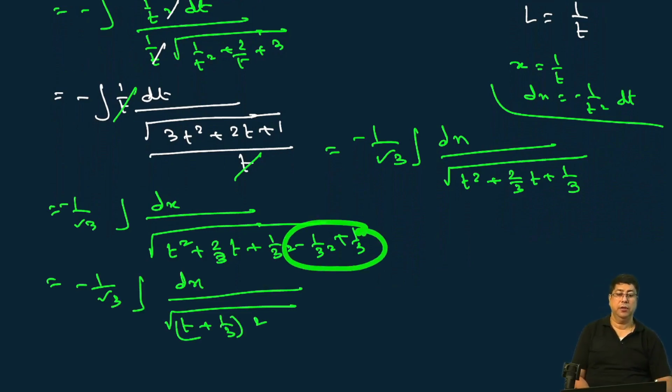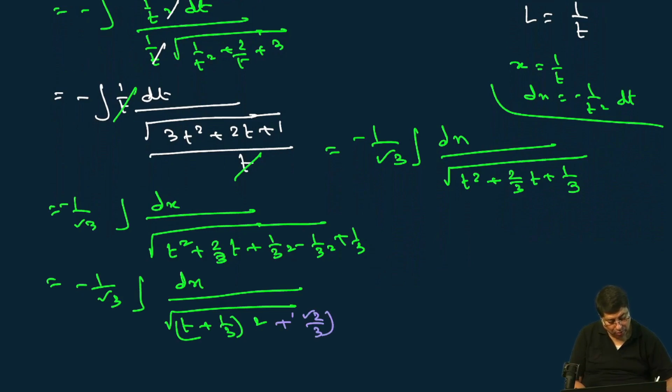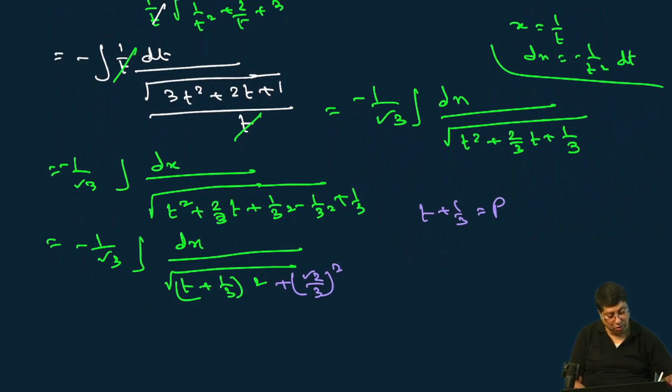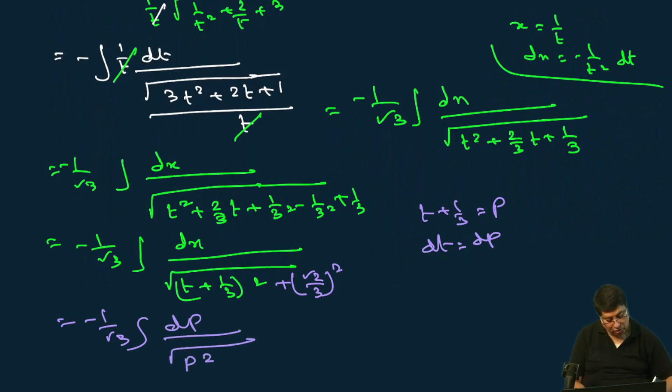Just calculate this portion, and if we calculate it, what are we getting? 1/3 square, that is 1 by 9, so 3 by 9 minus 1 by 9, that is 2 by 9, plus root 2 by 3 whole square. If we now take t plus 1/3 equal to p, what are we getting here? dt equal to dp, therefore minus 1 by root 3 dp by root over p square plus root 2 by 3 whole square.